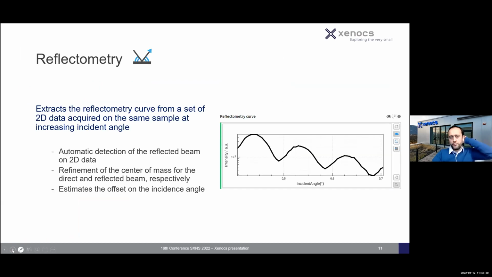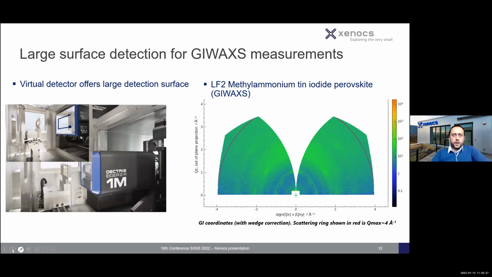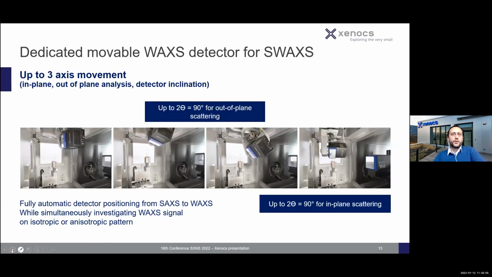The reflectometry measurement that I was mentioning is fully software integrated. And as I mentioned, we also have the capability to perform GWAX. By putting the detector very close to the sample, and with an additional in-plane motorization, we can collect very large surfaces. This is emphasized here with this perovskite GWAX pattern, highlighting in red the Qmax value in the range of 4 angstroms inverse, using copper radiation.